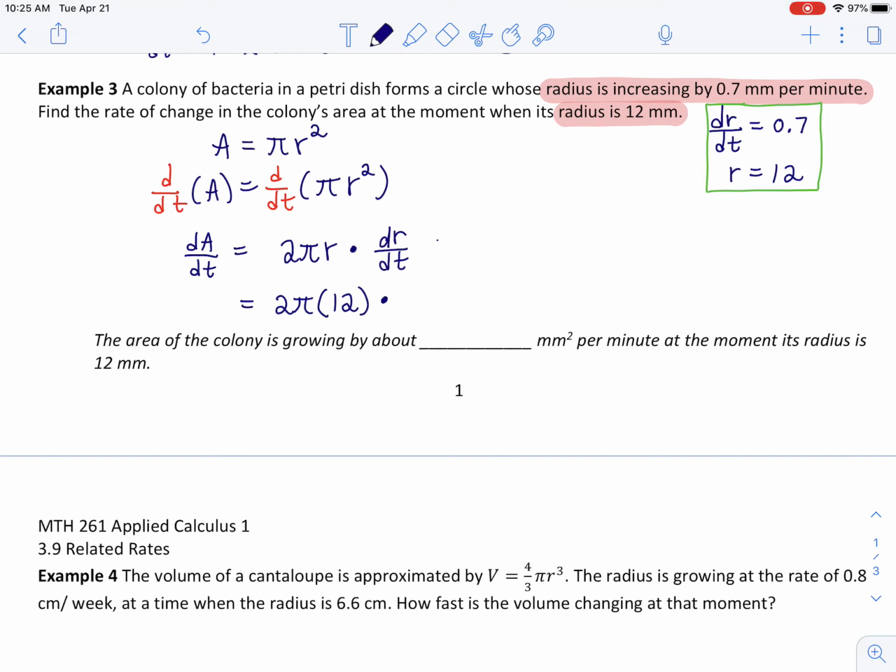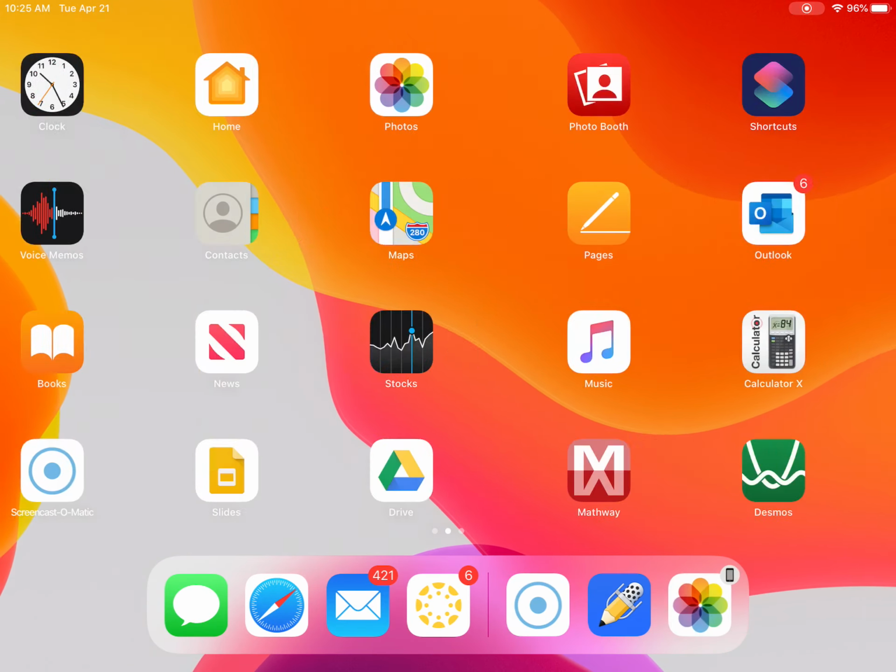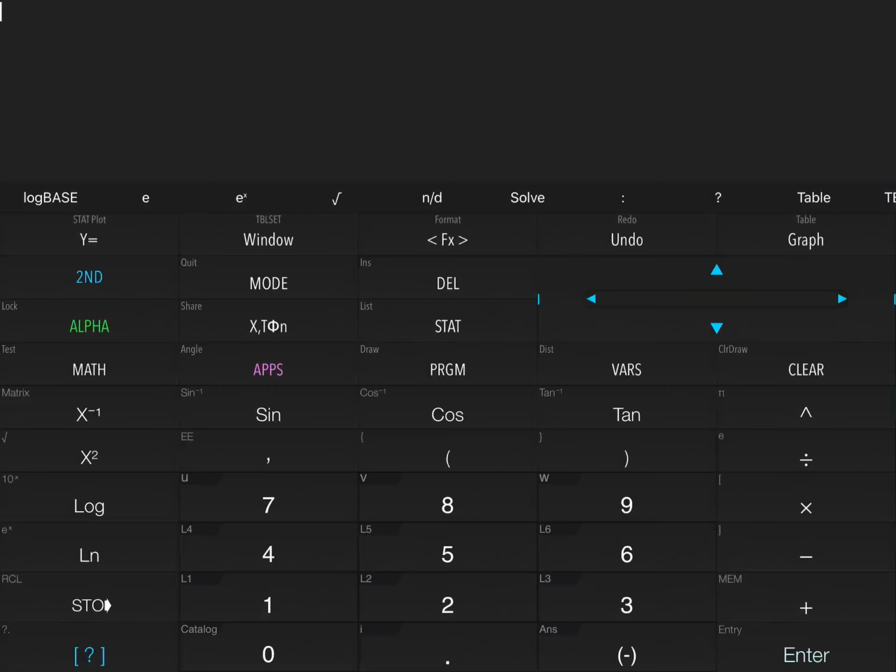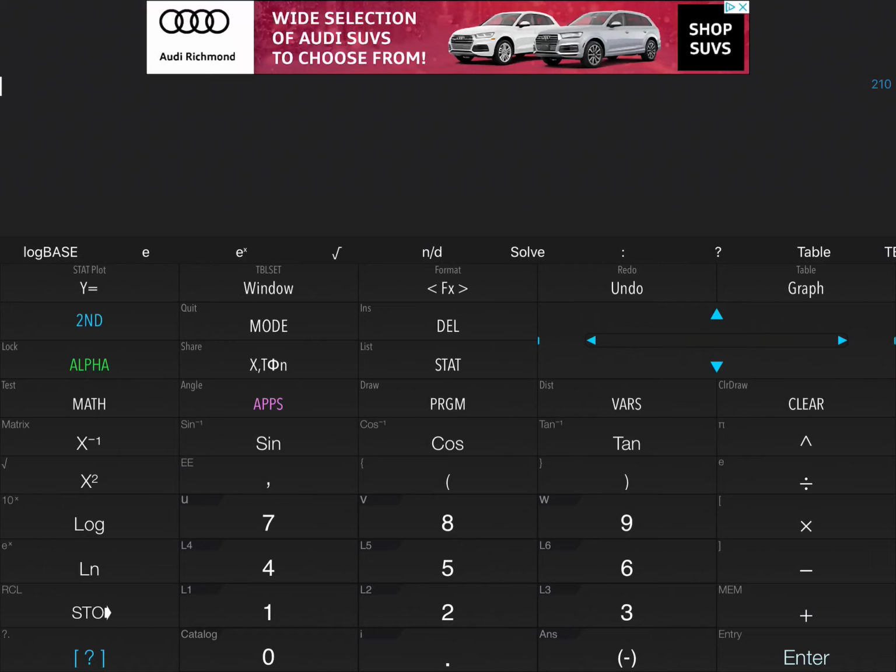All right, so let's go ahead and plug in everything we have. If I plug in 2 pi, remember the radius they gave us was 12. And remember, dr dt, the radius was increasing by 0.7 millimeters per minute. So I'm going to do that. And I will use my pi button on my calculator instead of 3.14, because you want to be pretty accurate in your answer when you're typing this in your homework.